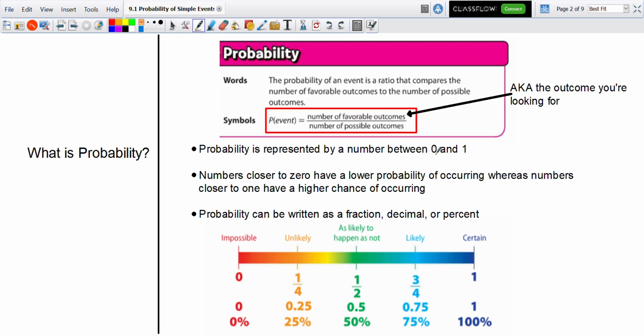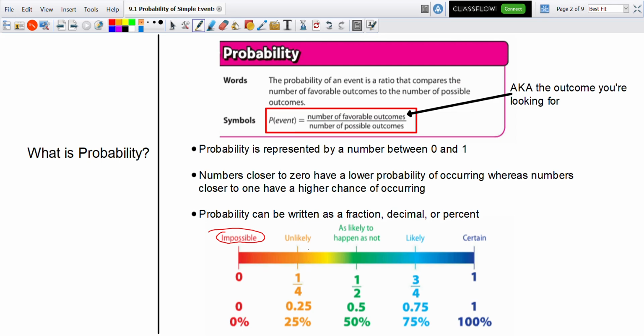Probability is represented by a number between 0 and 1. Numbers that are closer to a 0% chance obviously have a lower probability of occurring, whereas numbers that are closer to 1 have a higher chance of occurring. So we look at it here on this scale. Down here at 0, we call that being impossible. If it's 0% chance, that thing is impossible to happen. What's the chance of rolling a 10 on a normal dice roll? 0% chance to roll a 10. That fraction is 0. The decimal is 0.00, and the percentage is 0%.